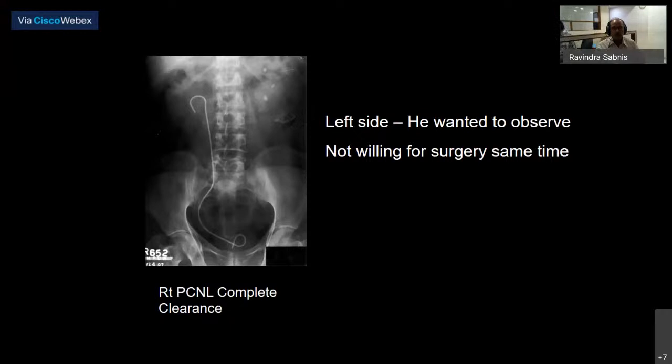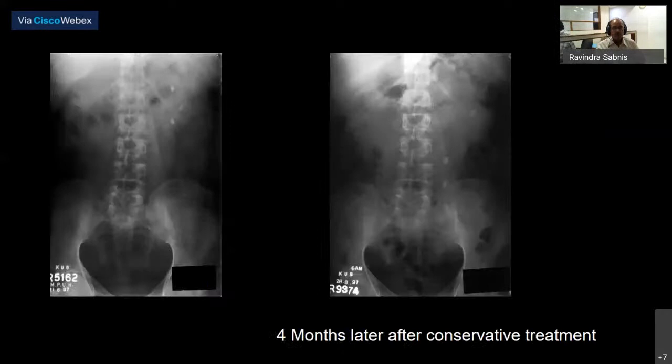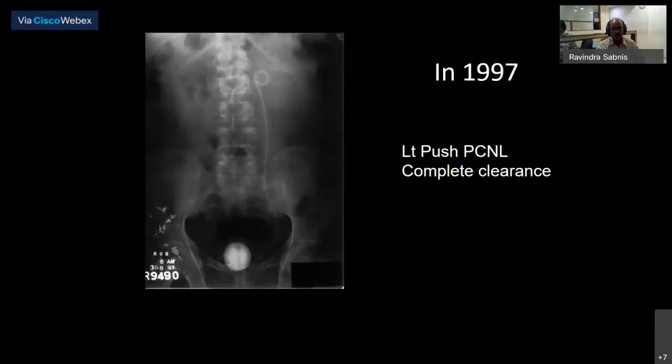We wanted to treat the left side, but he was not so keen because he actually had no pain on the left side. So he just went away, not willing for the surgery at the same time. But 4 months later, he came back that the stones actually have come down now. These stones which were in the kidney have come down into the ureter. And at that time, we had no RIRS. We had to push the stones back into the kidney and do PCNL and complete clearance.